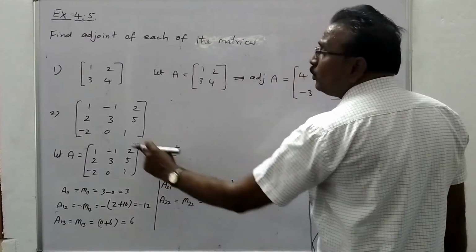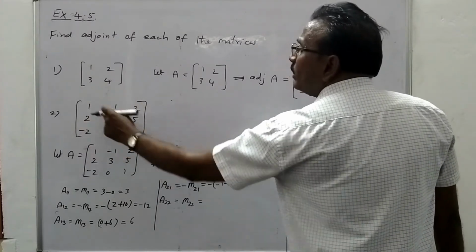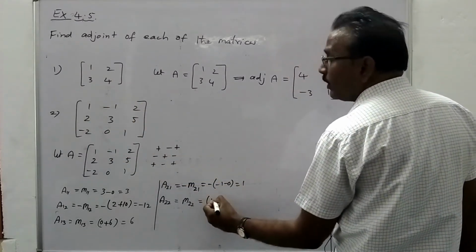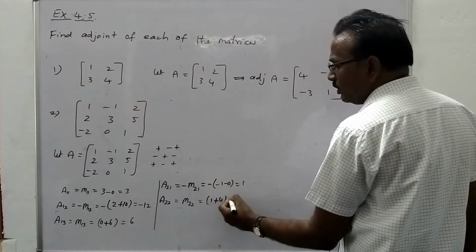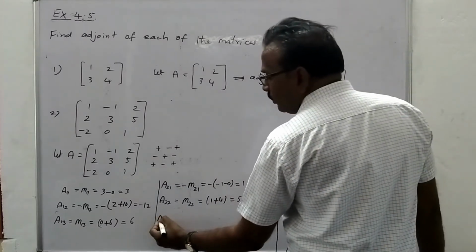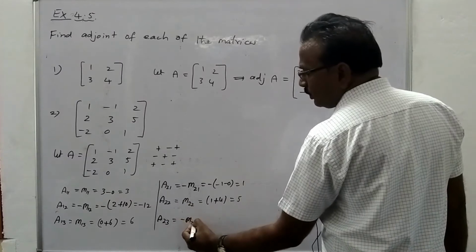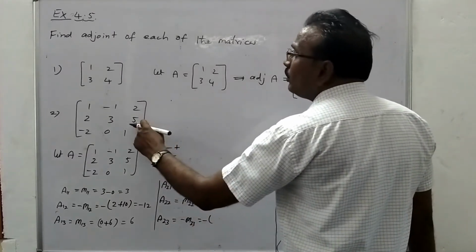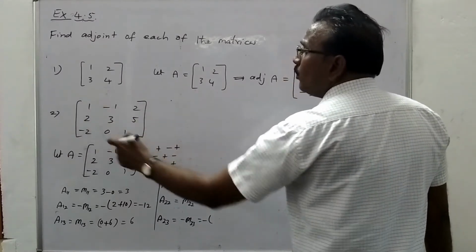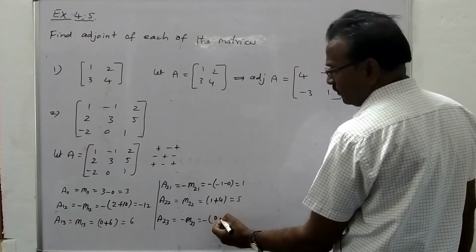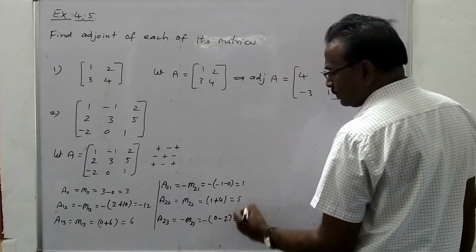The sign is plus. M22: delete the second row and second column, determinant of 1 2 minus 2 1, that is 1 ones are 1, minus of minus 2 into 2 is minus 4, minus of minus 4 is plus 4, the value is 5. Next, A23: the sign is minus, minus of M23, second row third column. Delete the second row third column, determinant of 1 minus 1 minus 2 0, 1 0 0, minus of minus 2 into minus 1 is 2, so 0 minus 2, that is plus 2.